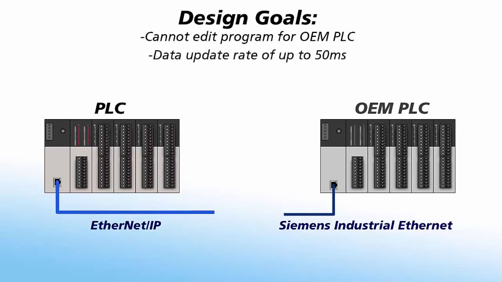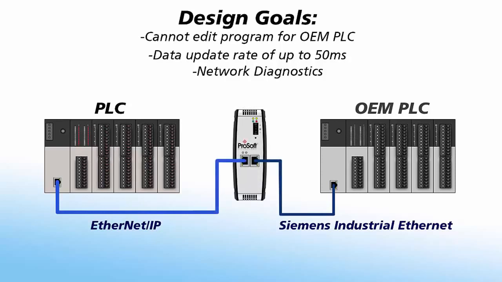We'll need fast data transfer of no slower than 50 milliseconds and be able to diagnose communication problems using the Ethernet IP PLC programming software or an HMI that's communicating with it. Editing the program in an OEM's PLC to initiate data transfers could void the warranty, performance guarantees, or you may not have access to the programming software. Therefore, for this example, we will use our gateway as a client on Siemens Industrial Ethernet in order to communicate with the OEM PLC acting as a server.